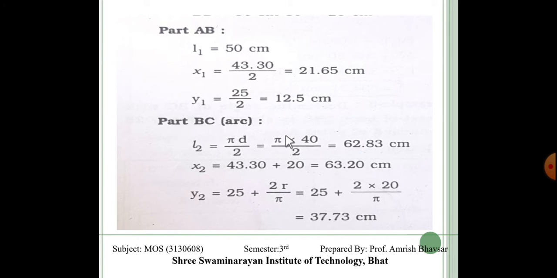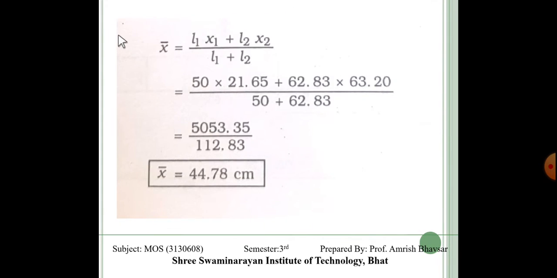Part BC, it's an arc, half circle. So L2, it's a pi r or else pi d by 2. X2 43.30 plus 20, y2 25 plus 2r upon pi. So we will get all the dimensions.